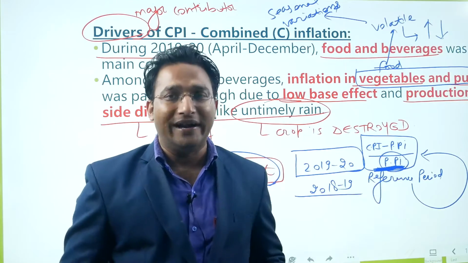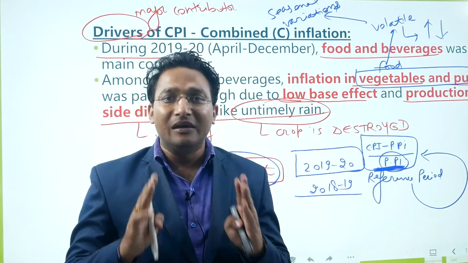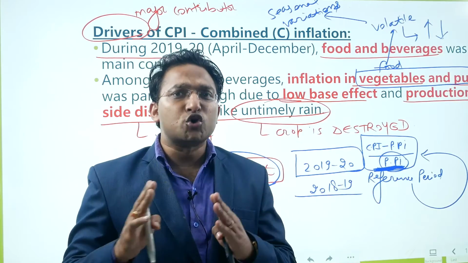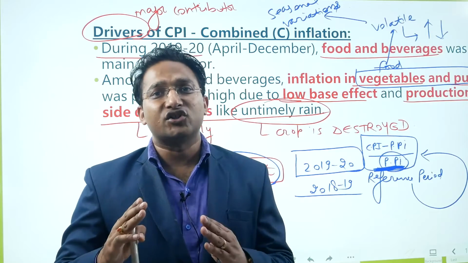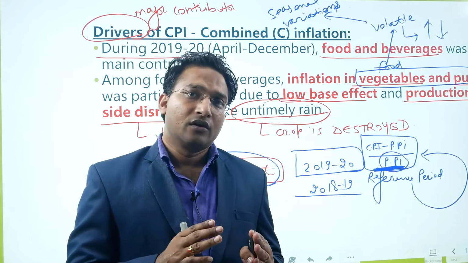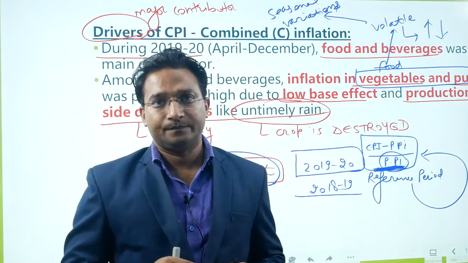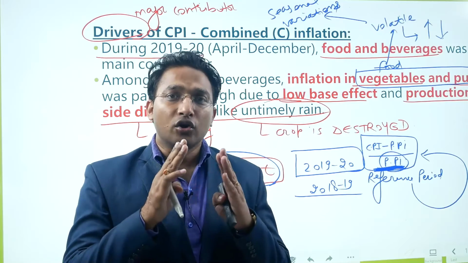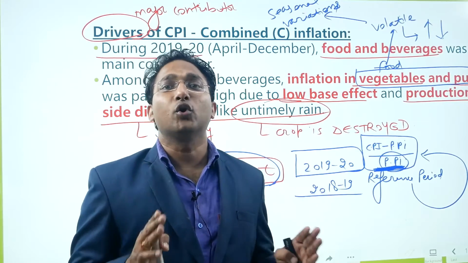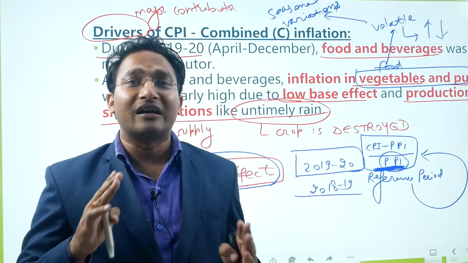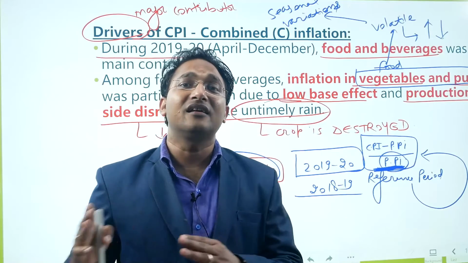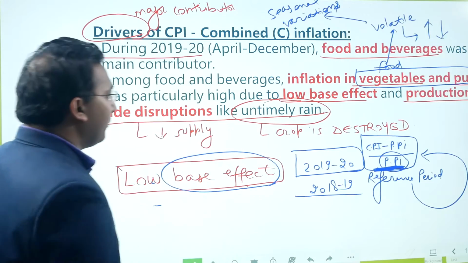So base effect is basically the distortion in the monthly inflation figure. You can write this down if you want to. Base effect means the distortion in the monthly inflation figure which is caused by the short-term variation because of seasonal and other reasons in the reference period. It is the distortion in the monthly inflation figures because of the sudden rise or decline in prices caused by seasonal and other reasons. So this is the meaning of base effect.